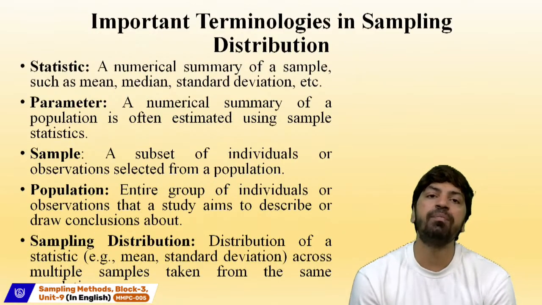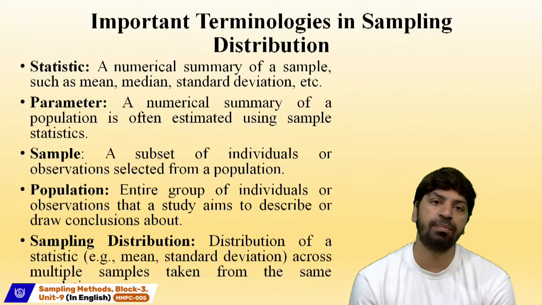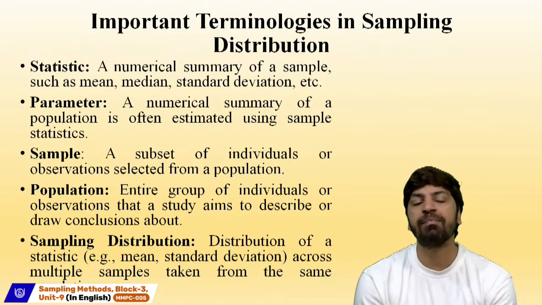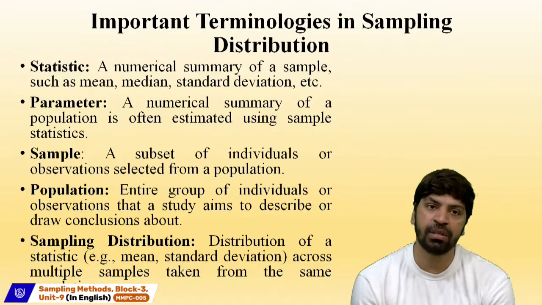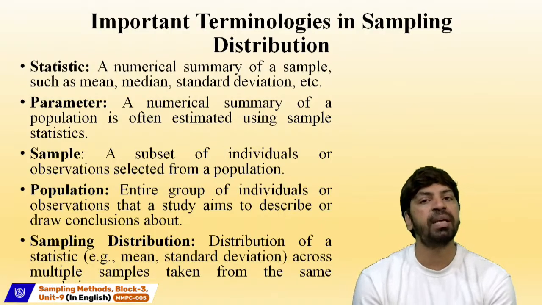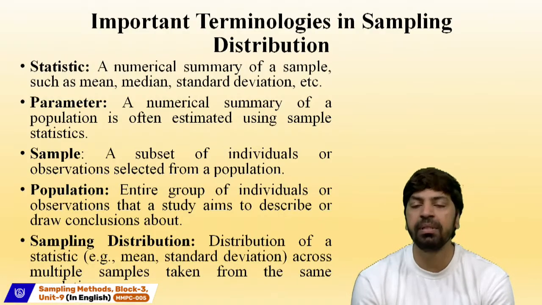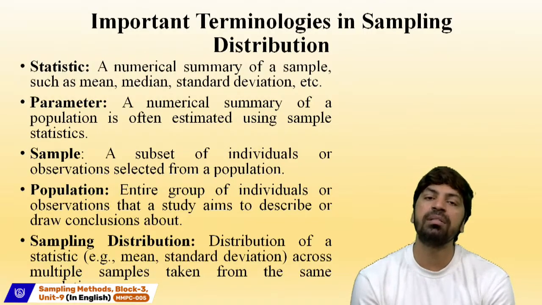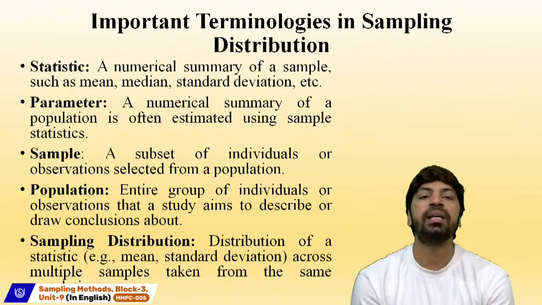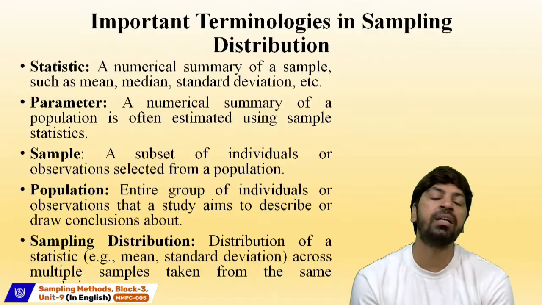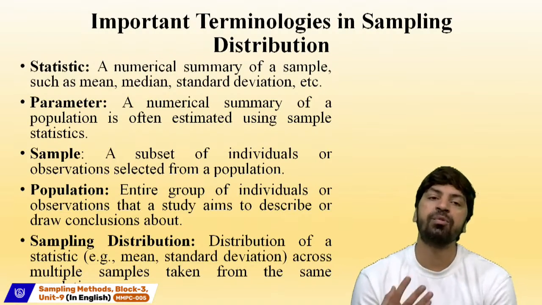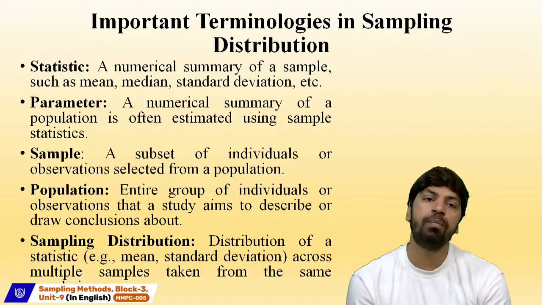So there are a few important terminologies in sampling distribution. The first one is statistic. It refers to a numerical summary of a sample, like mean, median, or standard deviation. Parameter refers to a numerical summary of the population, which is estimated using sample statistics. Sample is the process of collecting the data from a subset of the population. What is population? Every member or individual included in the study, to come up with or describe conclusions about the whole population.